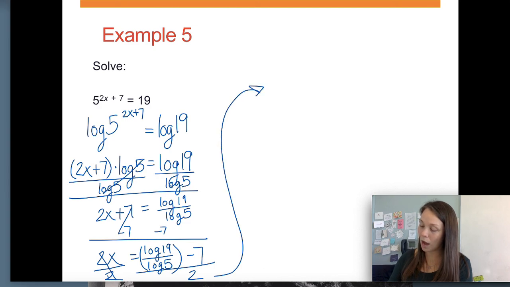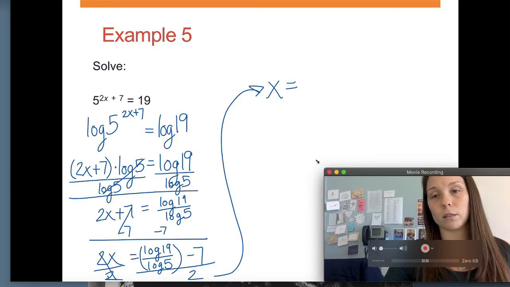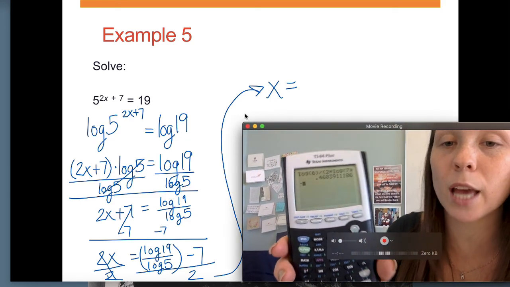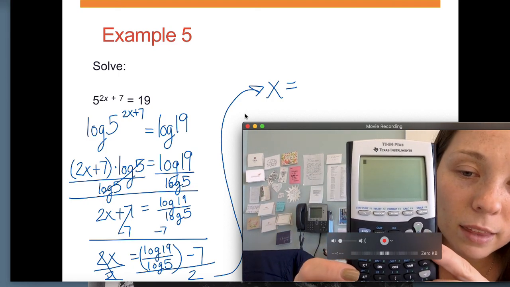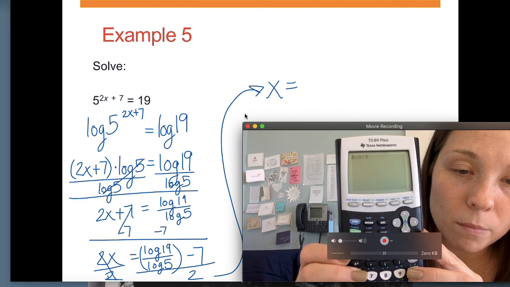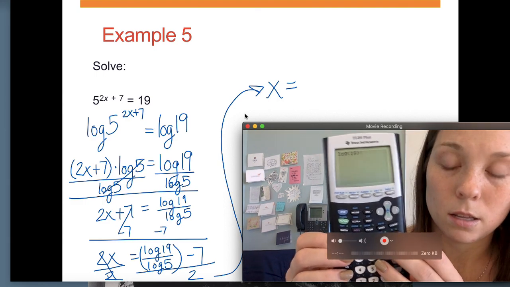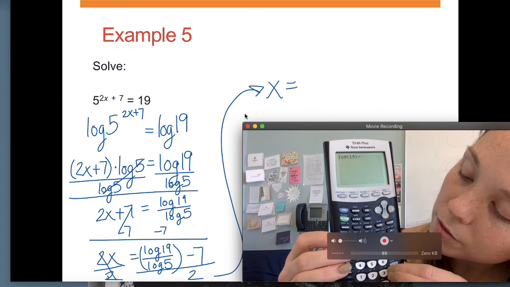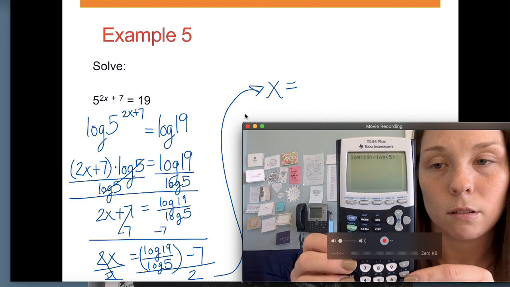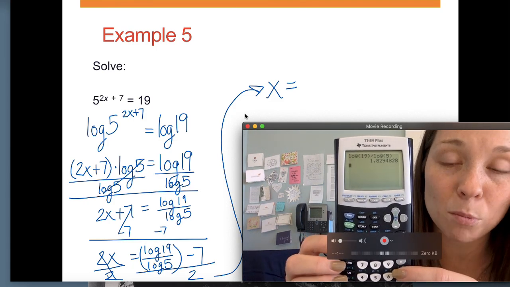So I'm going to show you how I type this into the calculator to figure out my approximate answer. So I'll make this bigger. All right, so the first thing I'm going to do is take the log of 19 divided by the log of 5, right? Hit enter, and I get this decimal, and then I'm going to build off of that.